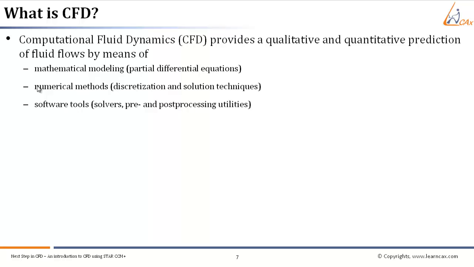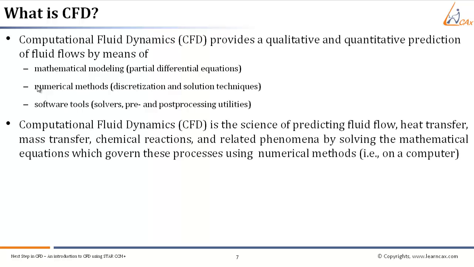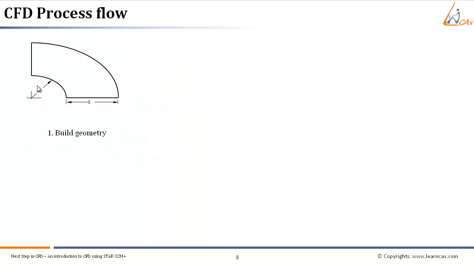CFD is nothing but a tool which provides qualitative and quantitative prediction of fluid flow by means of mathematical modeling, numerical methods, and software tools. All this combined together produces a virtual simulation of a physical phenomenon or fluid dynamics phenomenon. It is defined as the science of predicting fluid flow, heat transfer, mass transfer, chemical reactions, and related phenomena by solving the mathematical equations which govern these processes, and we solve them using numerical methods, that is, on a computer.